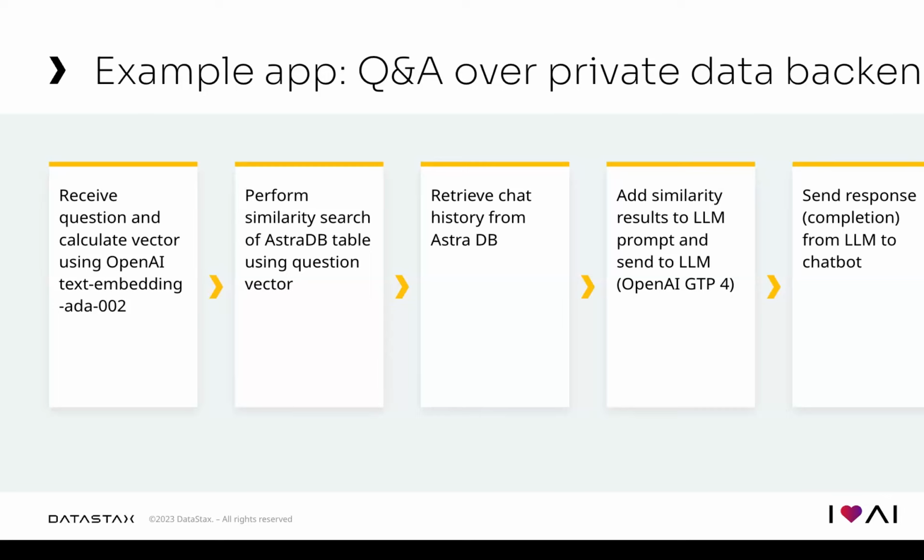Using that vector from the question, it's going to perform a similarity search on the vector database. It's going to get a bunch of responses. In our case, we're going to get 15 chunks of text that are semantically similar to the question asked by the user. We're going to then insert those semantically similar chunks of text into the prompt and send that prompt to GPT-4. GPT-4 then is going to generate a response, and we're going to send that back to the user. That's the backend part of the application.